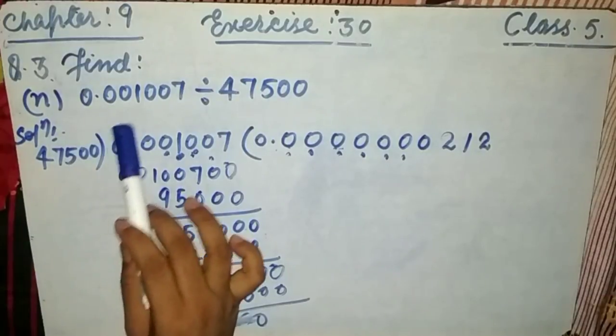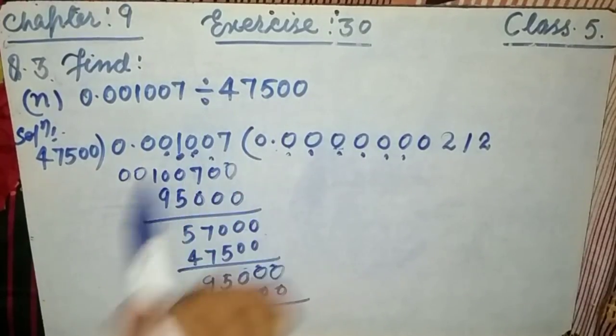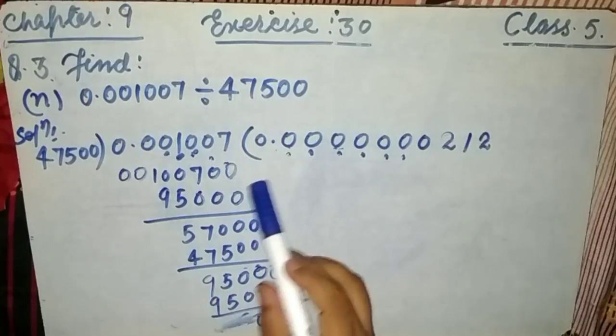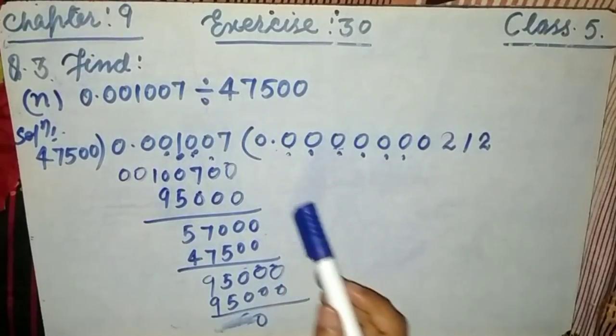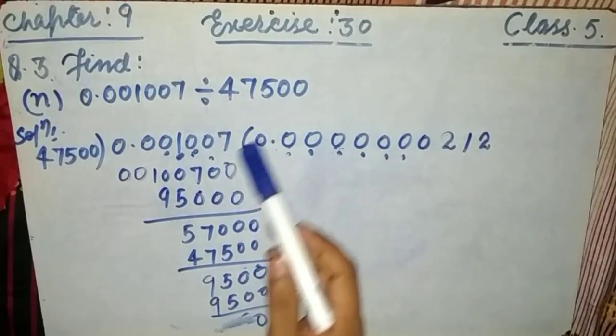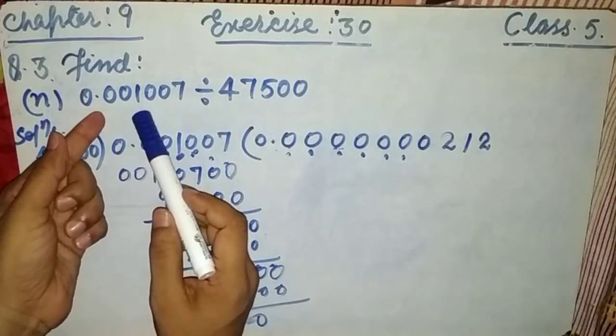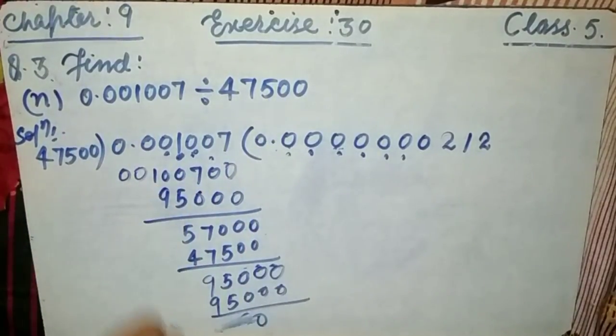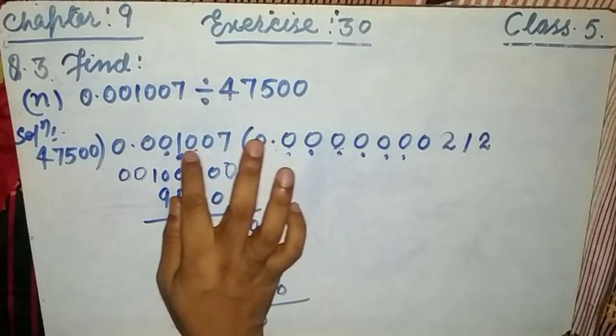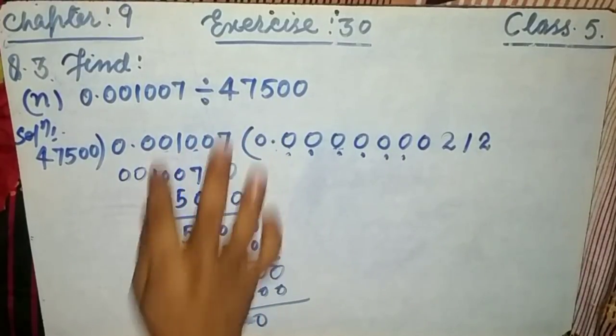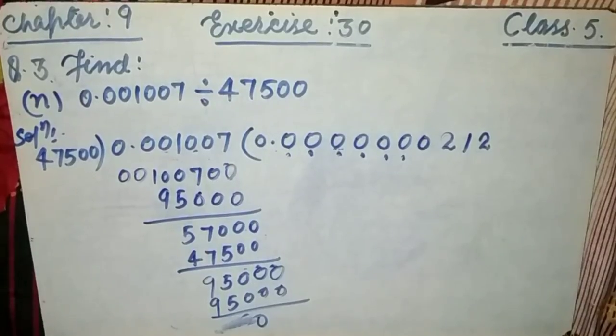Find 0.001007 divided by 47,500. This is the huge number, and this is the very small number in comparison to this number. But how to divide? Very simple friends. There are 2 or 3 methods to find out. First, this is the same usual method that you have done in the previous question.